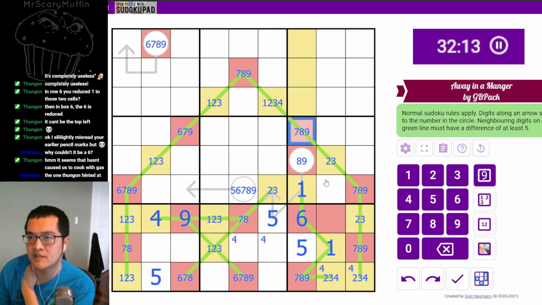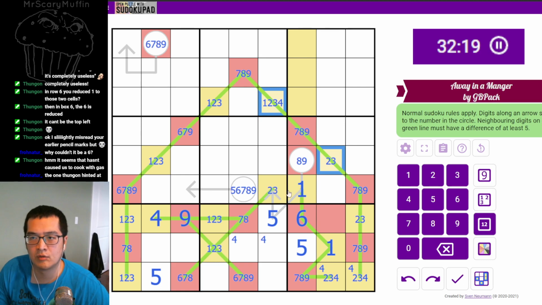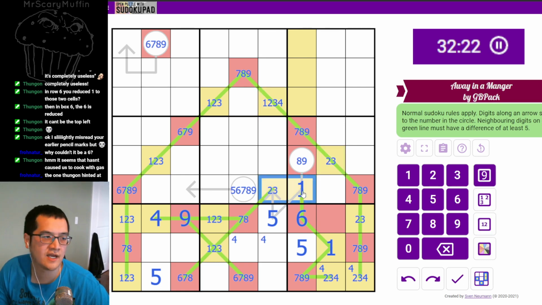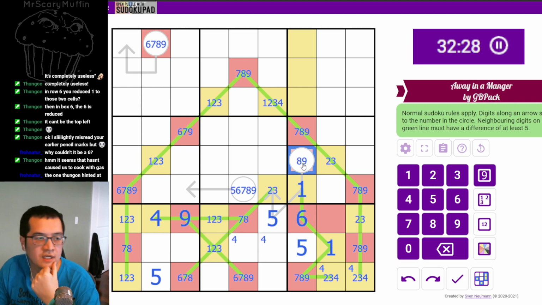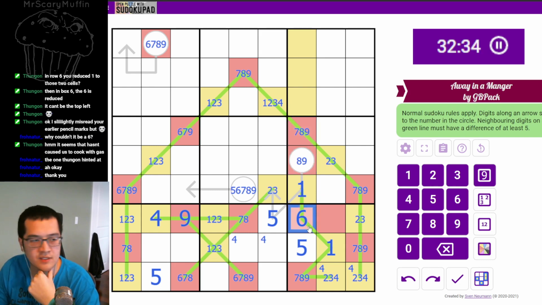Oh, why couldn't this one be a 6? Because if this one's a 6, then these would both be 1s, and then 1 cannot go in here. And we know that one of these has to be a 1 because of this 5, because it needs to add to 8 or 9. Yeah. So we got rid of that, which put the 6 as the only place for the 6, which gave this 1s in here, which removed the 6 from here.